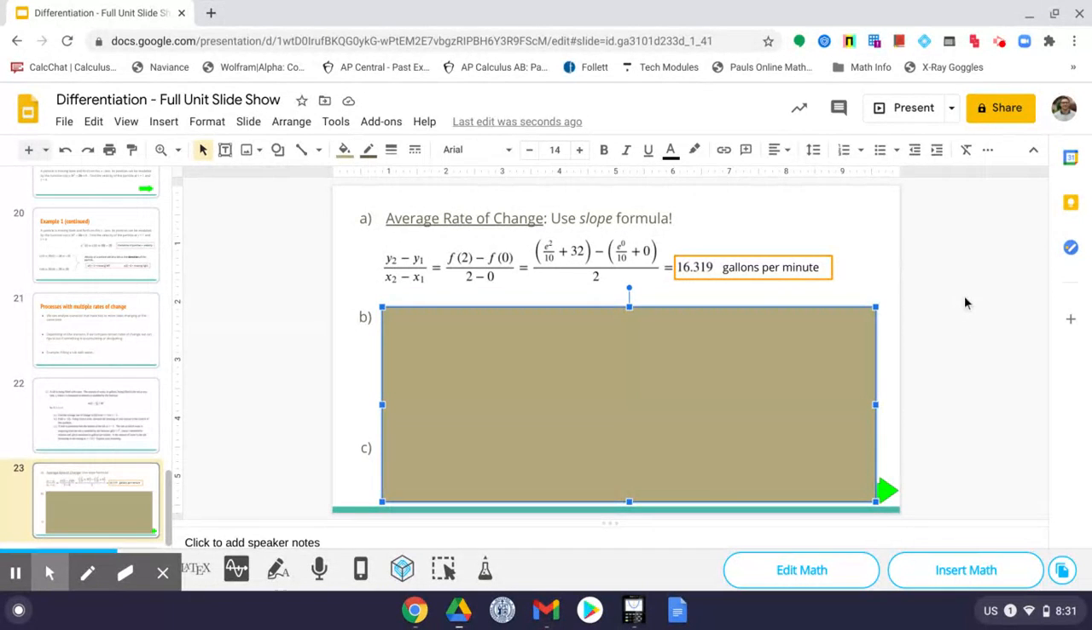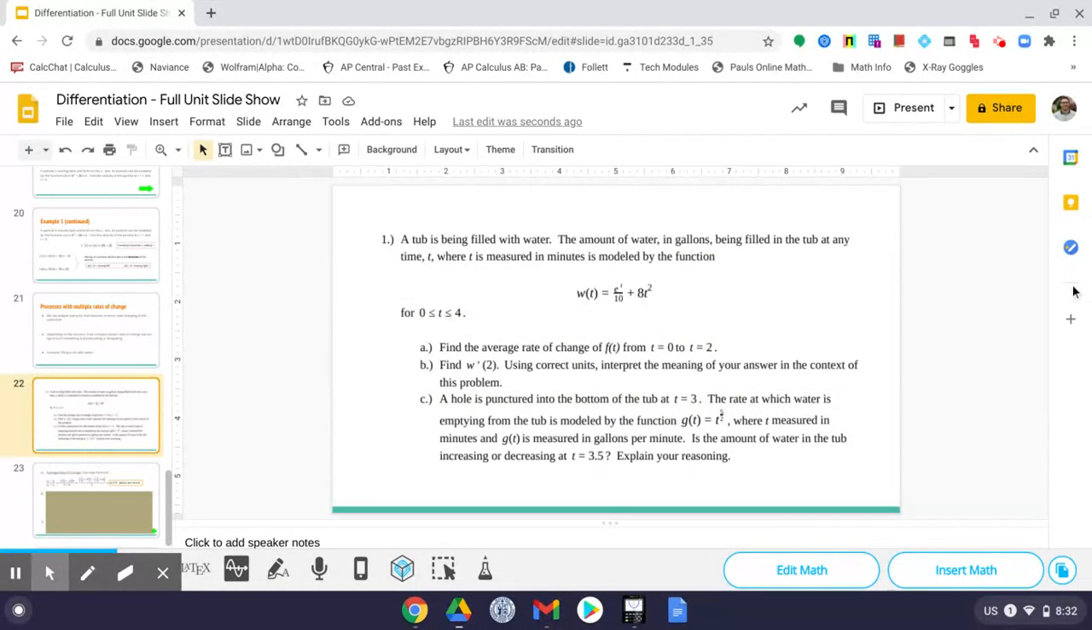Notice that the answer is a rate, though. It's in gallons per minute. The top function, f, its output is gallons. The bottom of the fraction is time, which in this case is measured in minutes. So the answer is 16.31 gallons per minute. That's how fast the tub is being filled on average from 0 to 2. All right, very good.